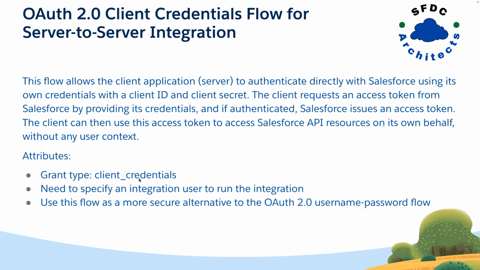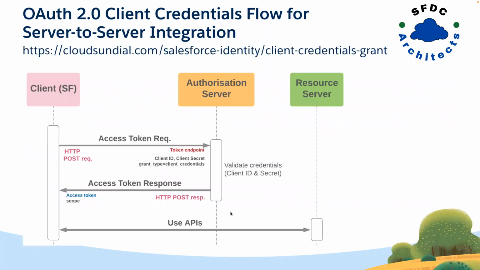The grant type is client credentials. And I love how all of these are so similar to the name of the flow, because that way it's easier to keep them straight in your head. You need to specify the integration user to run the integration, right? On the connected app, it's going to ask you what user you are using for this particular flow. This is more secure than using a password flow, so it is one of the recommended ones to upgrade to.